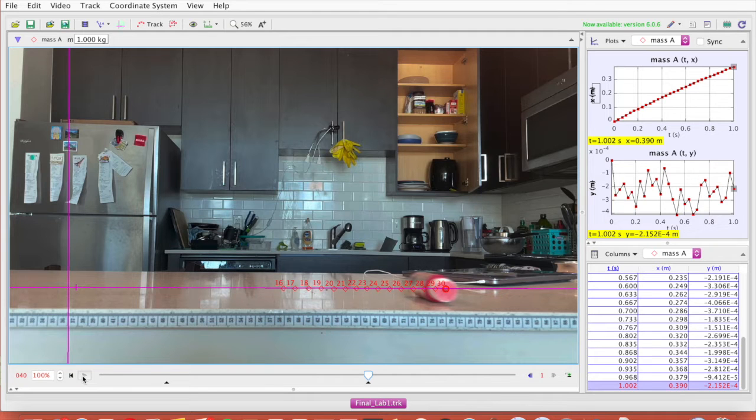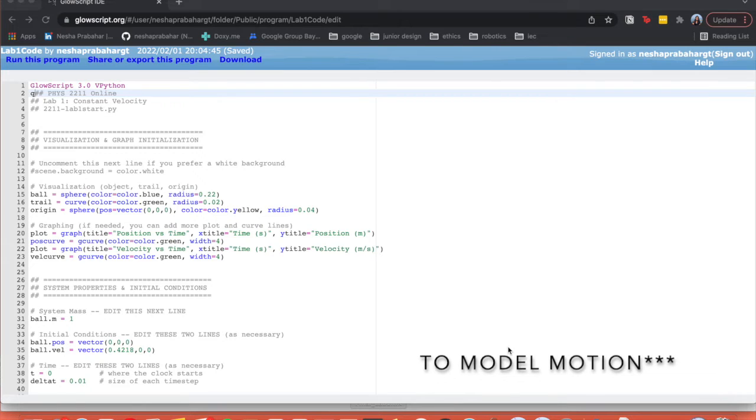By using Tracker, I was able to get the position and time values of the object, and it is stored right here. We're only looking at the x values and not the y values. You can also see that the graph is shown right here, and we'll be going into comparative analysis later in this video. For the motion of the paint tube, I use GlowScript.